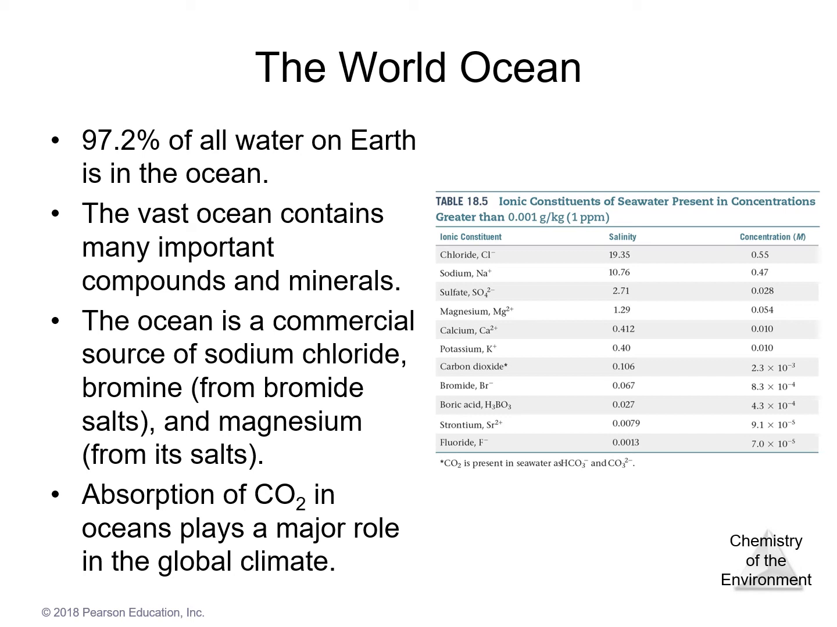97.2% of all the water on the earth is in the ocean. The vast ocean contains many important compounds and minerals. The ocean is a source of sodium chloride, bromide, and magnesium. Now, absorption of carbon dioxide in the ocean plays a major role in our global climate.